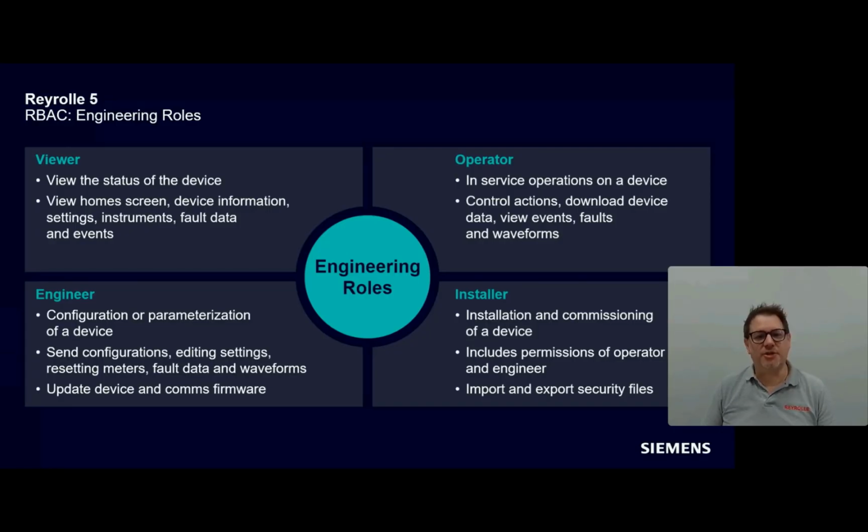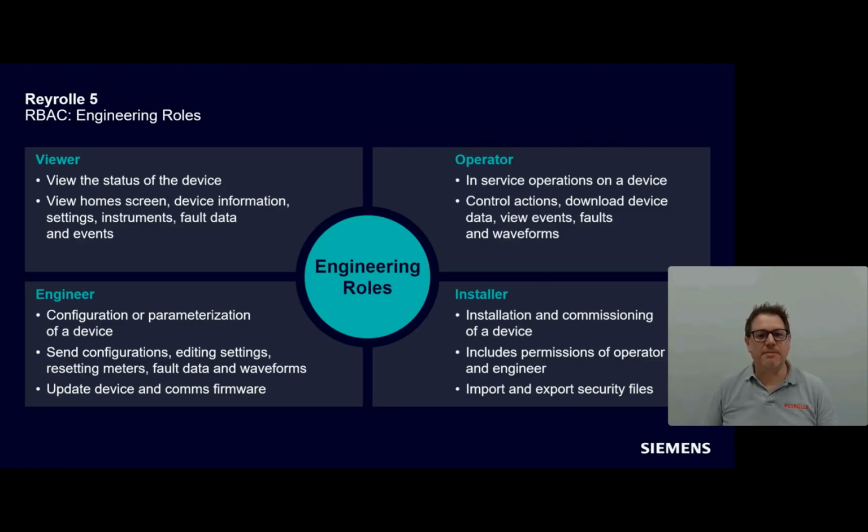So first of all, we have the engineering roles. A viewer is allowed to view the status of the device. They cannot make any changes to the device, so they can view device information, settings, instruments, fault data, and events. An operator performs regular system operations on a device, control actions such as switching operations, removal of interlocking, and changing setting groups. They can also download device data, view events, faults, and waveforms.